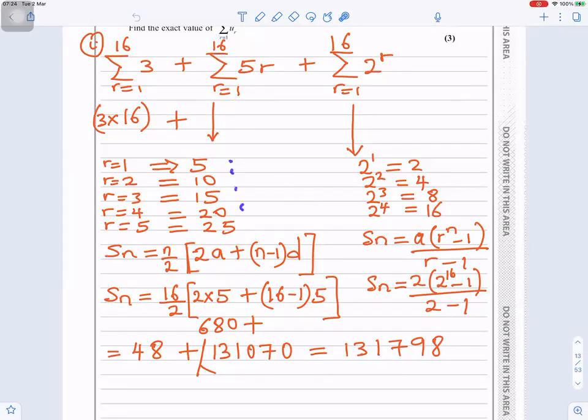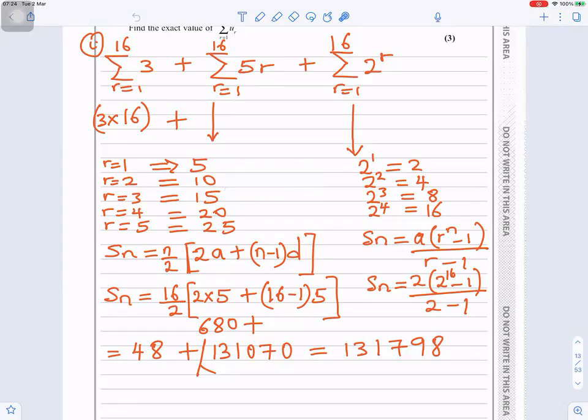And when we do that, we get to r equals 5, it gives 25. We notice that the sequence is going, you add 5. 5 plus 5 gives 10, 10 plus 5 gives 15, 15 plus 5 gives 20. So it's an arithmetic sequence.